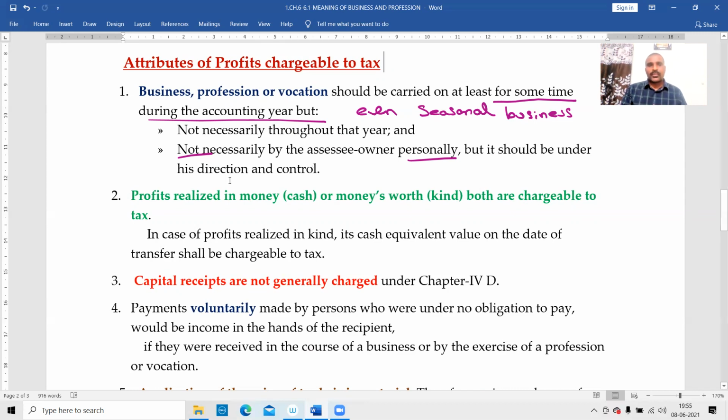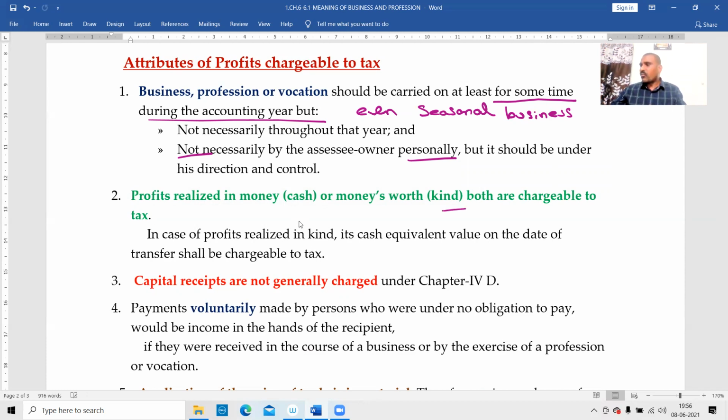Profits realized in money or money's worth, both are taxable. Even if you receive something in kind, it is taxable. That means even barter transactions come under business. In a barter transaction, I have given goods to you and you have given goods to me. If there is a difference in the value between those goods, then obviously it is taxable. Anything received is taxable, whether in the form of money or in the form of kind.